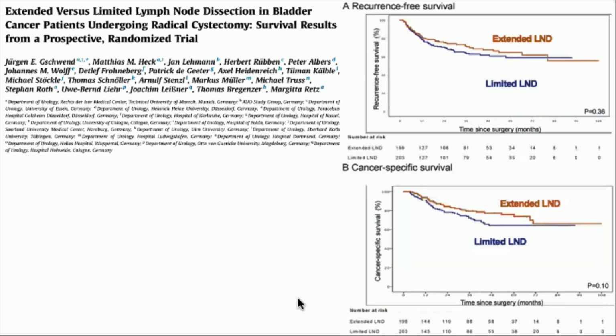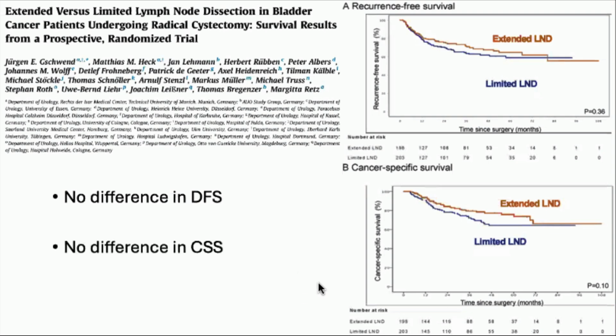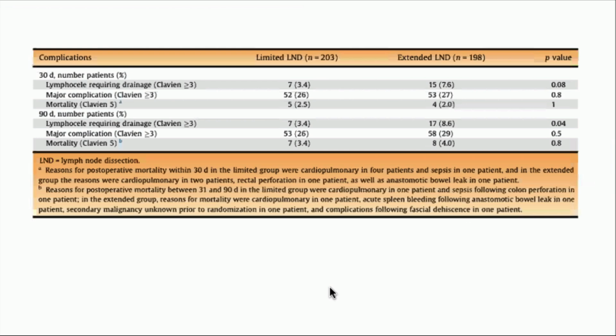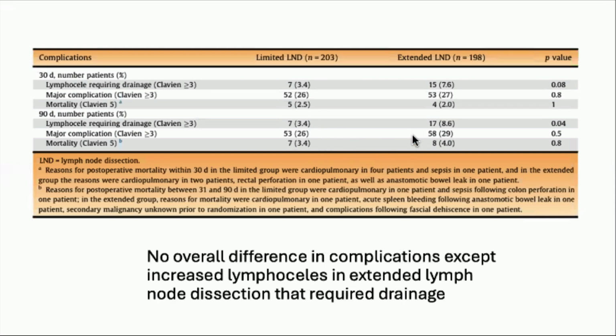When they looked at their primary as well as key secondary outcomes, unfortunately, there was no significant difference in disease-free survival at 5 years. As well, for the key secondary endpoint, cancer-specific survival, there was no significant difference. Looking at complication rate, there was a slightly higher rate of lymphoceles requiring drainage for the extended lymph node dissection template, and that was statistically significant. However, there was no other significant difference in overall complications.